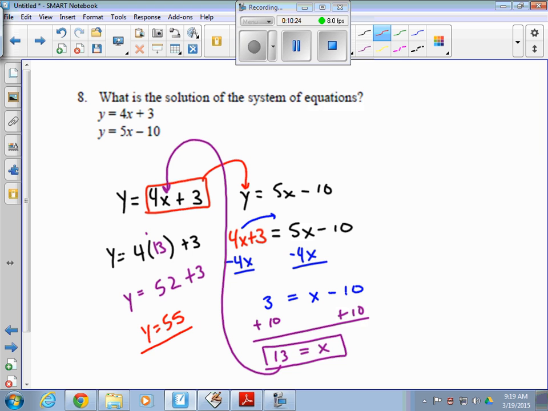So now we have a value for x and a value for y. X comma y is how you write a solution to a system of equations. 13 comma 55. There is the answer to the system.